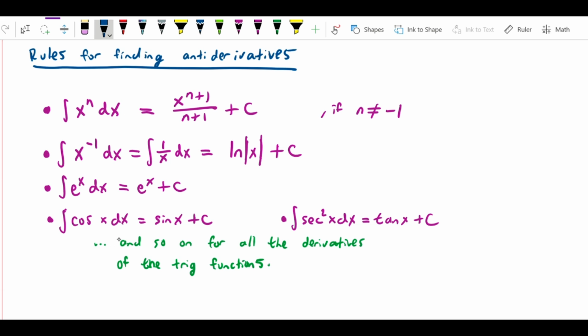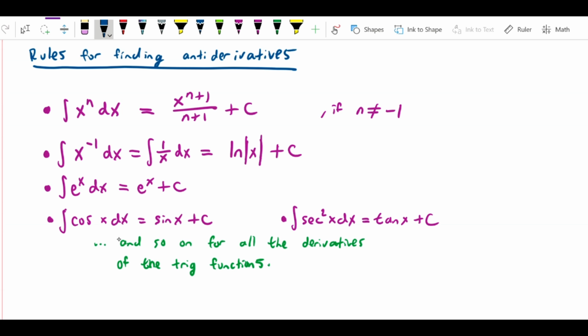Then there are the special rules that we know for the trig functions. And basically, you're just reversing what you already know. We know the derivative of sine is cosine, so the indefinite integral of cosine x is sine x plus c. We know that the derivative of tangent is secant squared, so the indefinite integral of secant squared x dx is equal to tan x plus c.